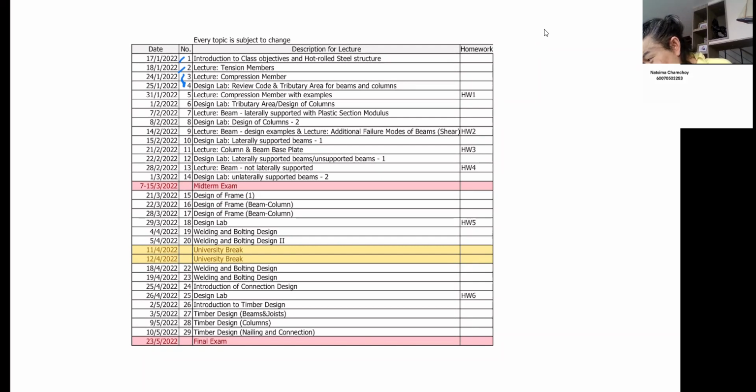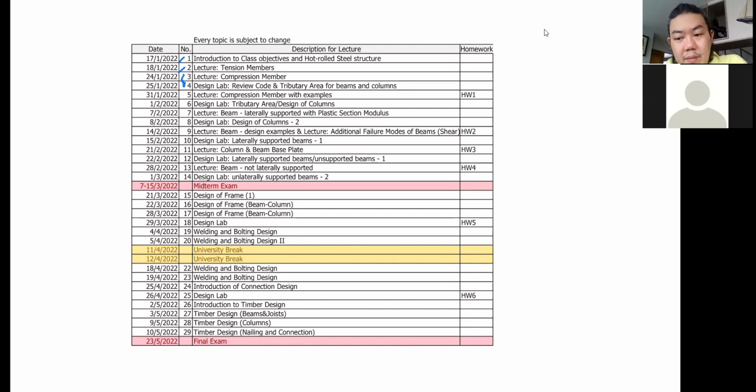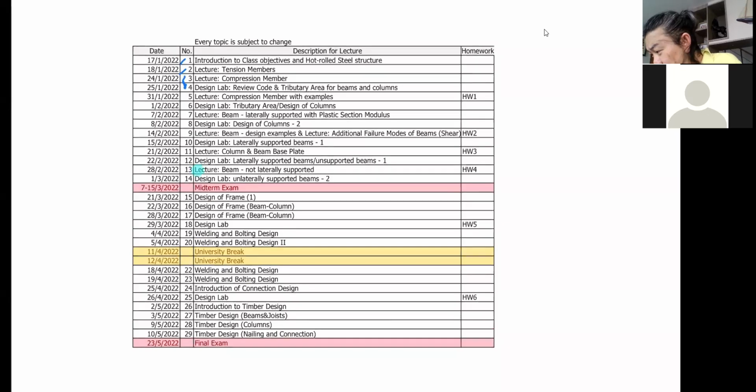Please notice that I don't have the reading week break for you guys. Maybe it just fits just like that, so there's no room. However, please notice that in this week, and remember this, I tell you in the very first week that this lecture about beam not laterally supported generally is for the final exam.